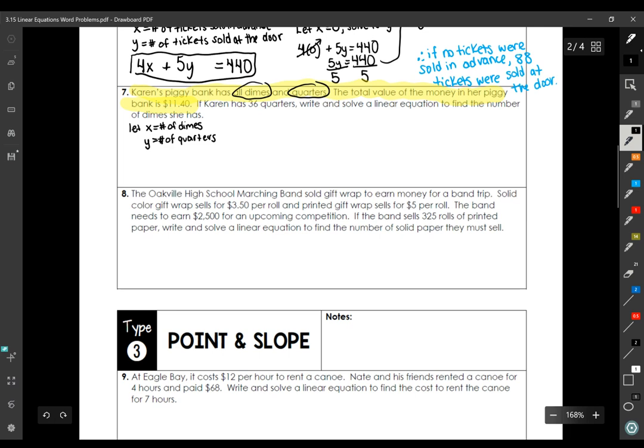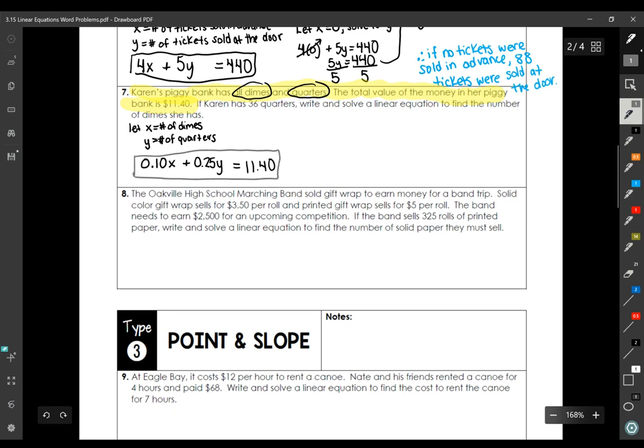Okay. So now I have to come up with my equation. Well, I know the total value is $11.40. Oh, don't put units in the equation. So it is equal to $11.40. Okay. Now, what is the value of one dime? The value of one dime is $0.10 times x. Right? The value of a quarter is $0.25. Okay? So this is our standard form equation.